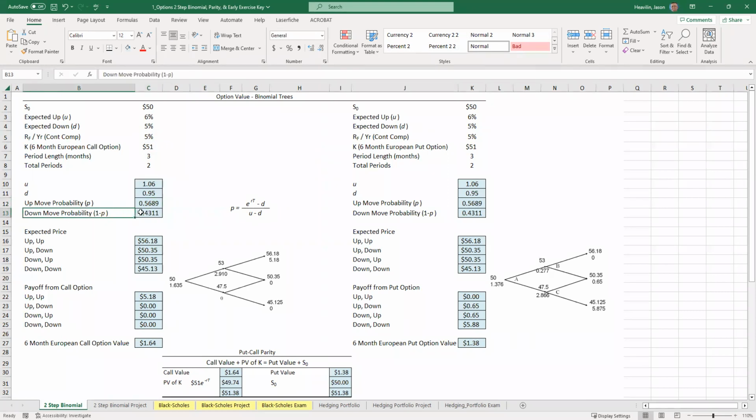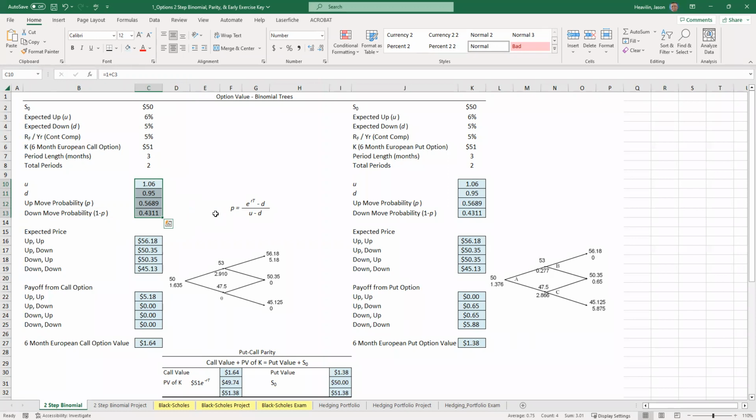Now the probability of it going down, you just do 1 minus the probability of going up. And that gives you the probability of going down, 0.4311.